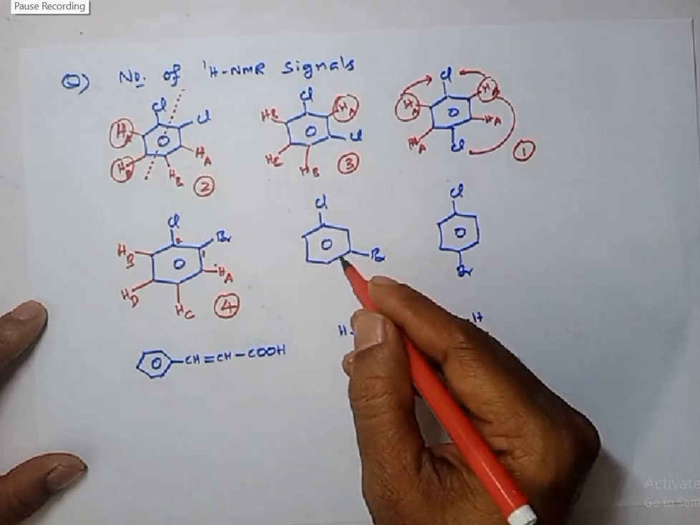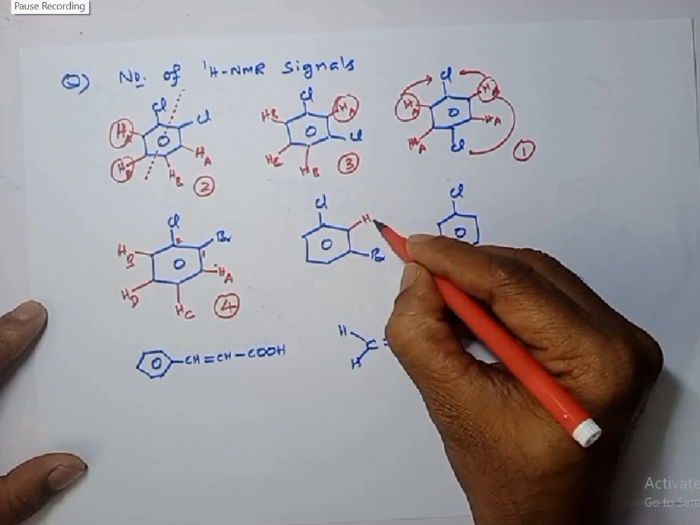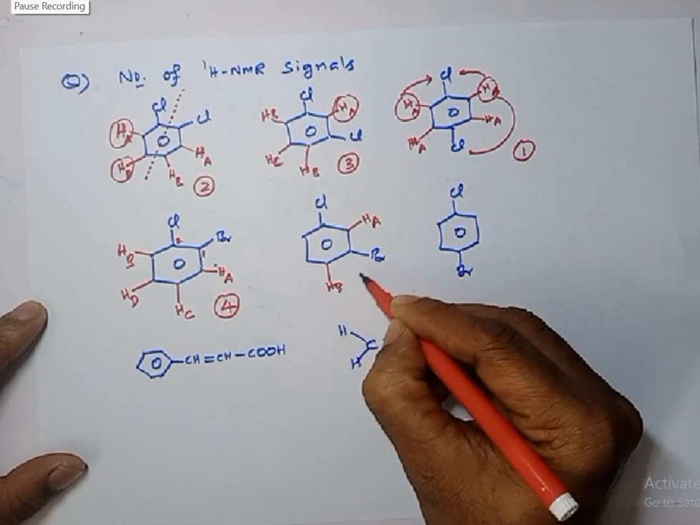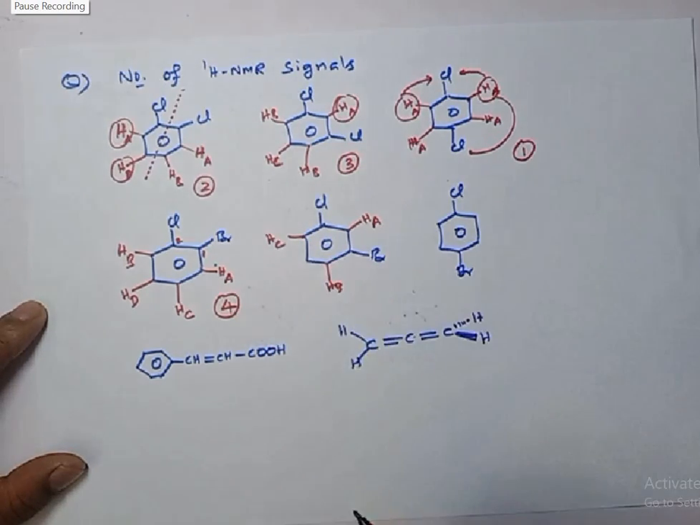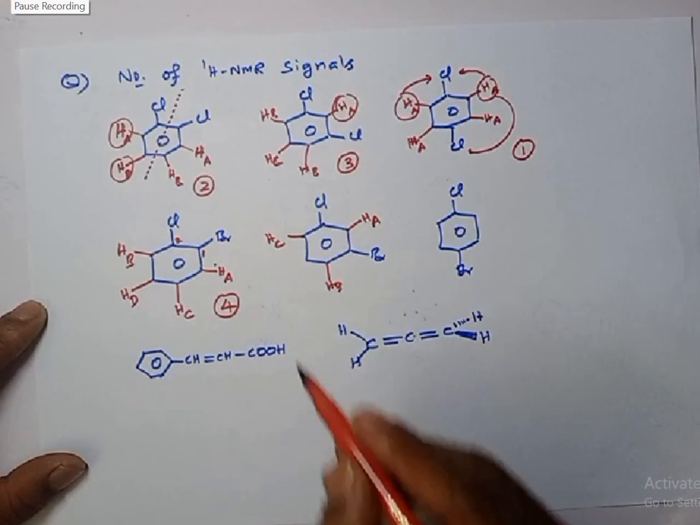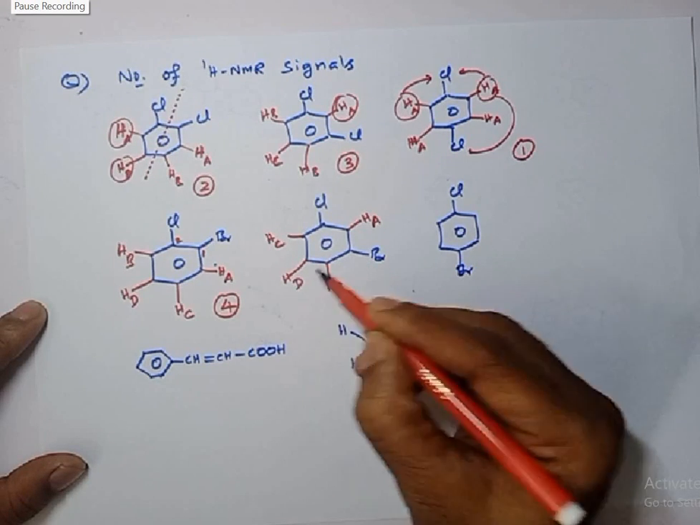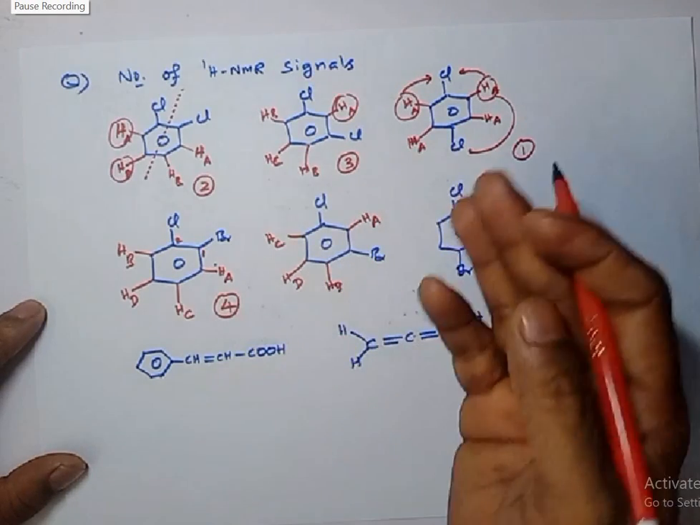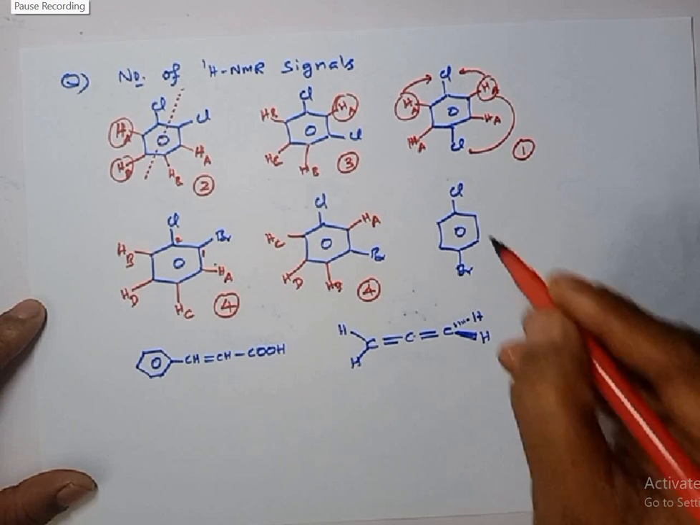Then what about here? Here also, this proton is in between chlorine and bromine, which is in one environment, and this proton, HB, is close to bromine but para to chlorine. This proton is ortho to chlorine but para to bromine, and this proton is meta to chlorine and meta to bromine, which is in a different environment. So in this molecule the four hydrogen atoms are in different environments, so we get four signals in the proton NMR spectrum.